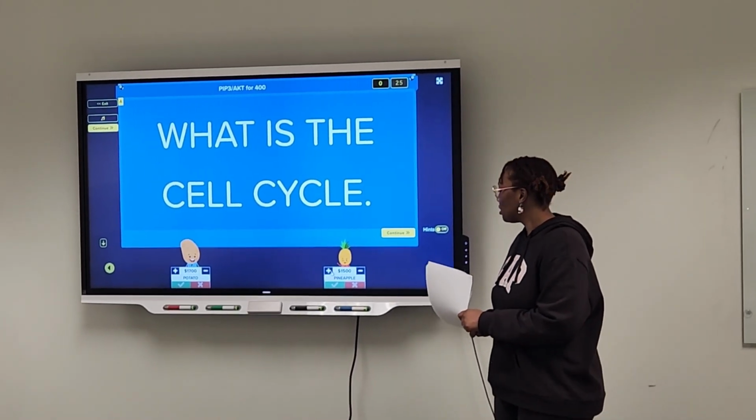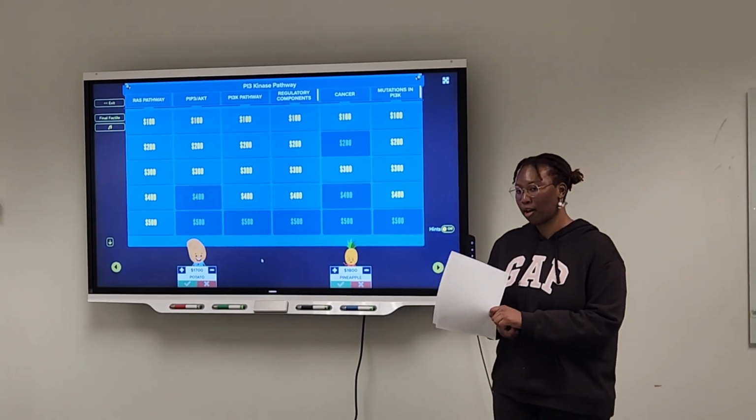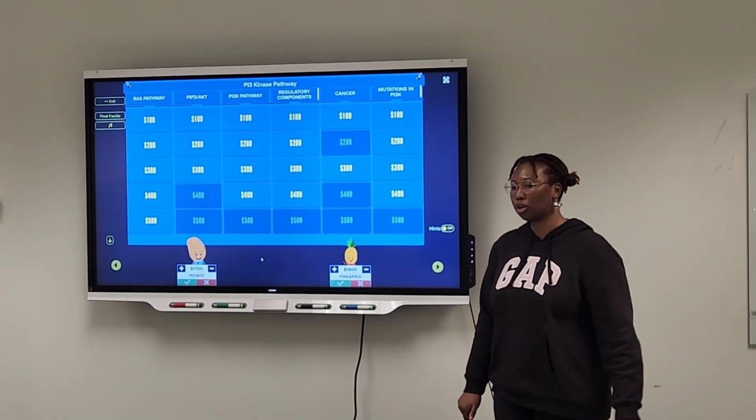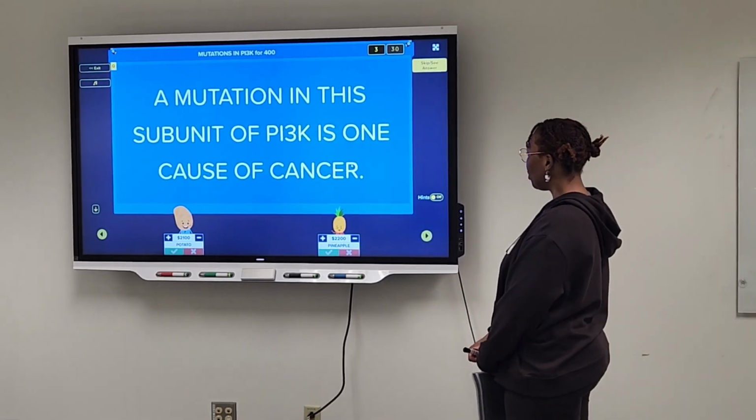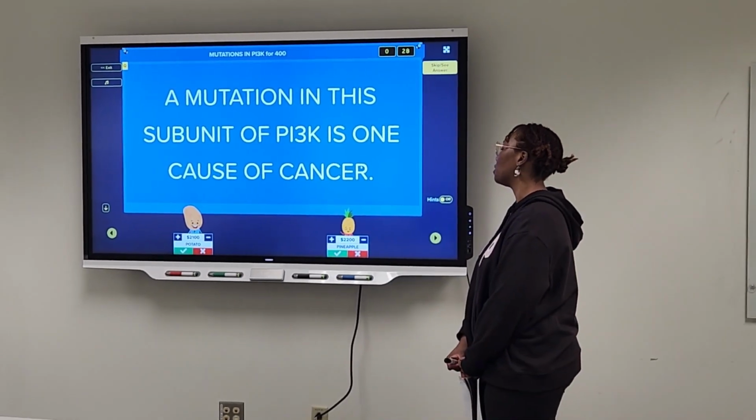She is correct. Now let's take a look at the score. You were lagging behind on that last question, but now you're up by 100. Can I get mutations in PI3K for 400, please? A mutation in this subunit of PI3K is one cause of cancer. What is PIK3CA?